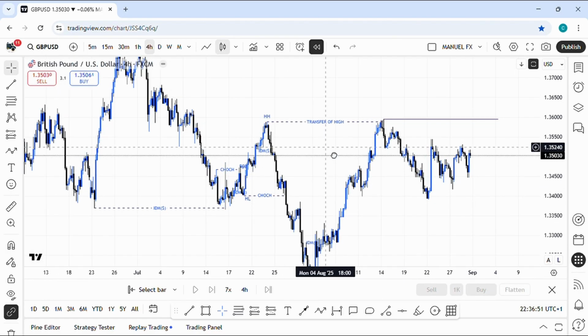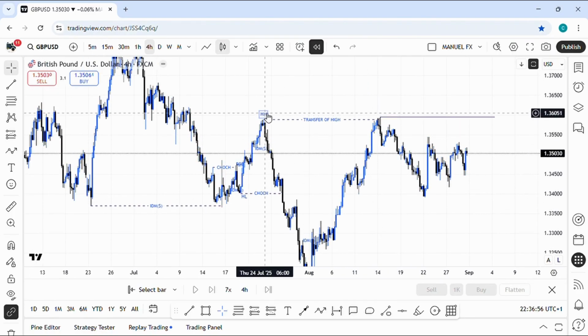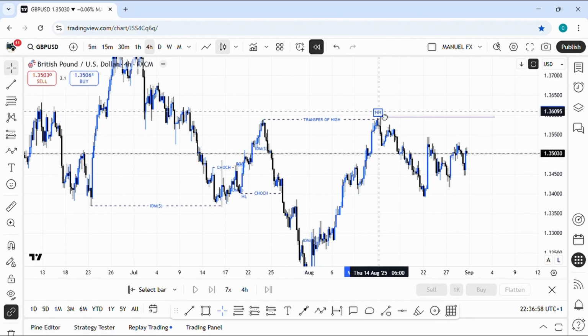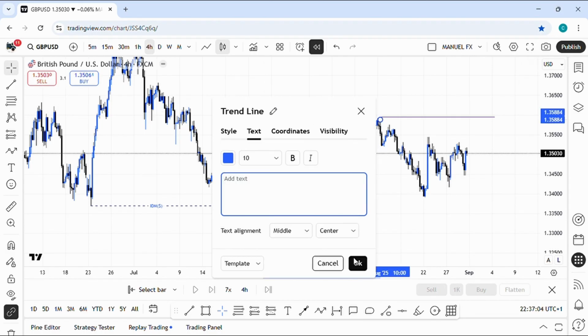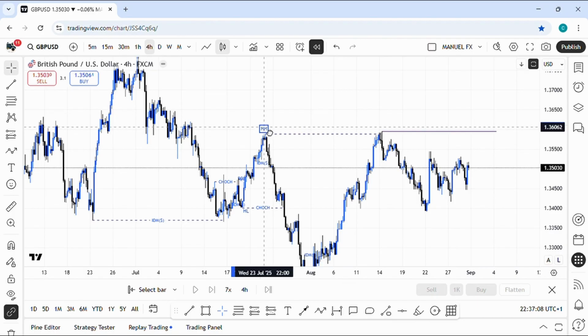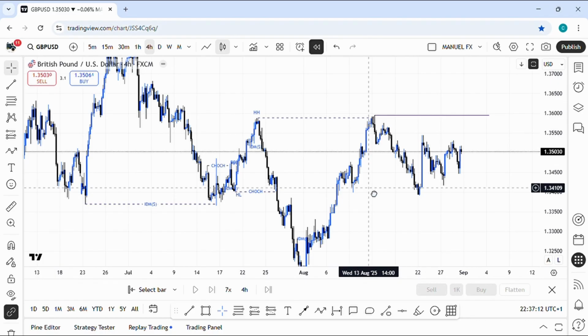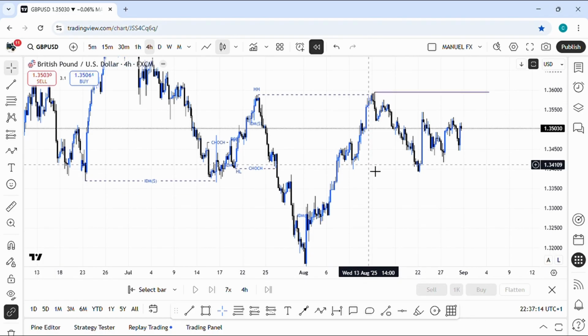I call it a transfer of high. The market is just transferring this higher high over to this place, or I just leave it the way it is because price did not take it out. If price has taken it out, then it would form a valid change of character. If price takes it out, then that would confirm a valid change of character, but we can only confirm a valid change of character when there is a lower high.